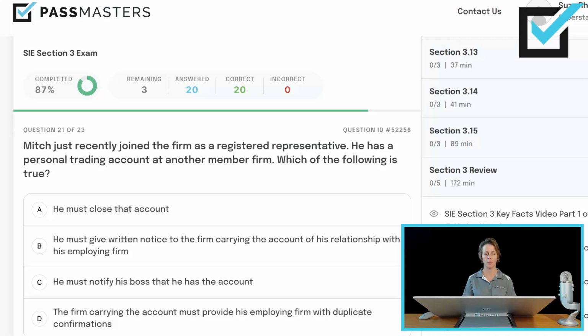Mitch just recently joined the firm as a registered representative. He has a personal trading account at another member firm. Which of the following is true? He must close that account. He must give written notice to the firm carrying the account of his relationship with his employing firm. He must notify his boss that he has the account. Or the firm carrying the account must provide his employing firm with duplicate confirmations. So only one of those statements is true. He must give written notice to the firm carrying the account of his relationship with his employing firm. It is true that his employing firm has the right to request duplicate confirmations, but they are not automatically sent.